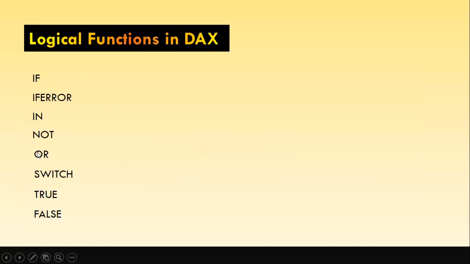And then the next one is the logical functions: IF, ERROR, IN, NOT, OR, SWITCH, TRUE, FALSE. These are your logical functions, and using them you can write the if-else conditions. Using IFERROR, you can handle the error. In case of any error, you replace it with some value, so that your visual will not get disturbed. It will not throw any error. Okay, IN, NOT, OR, SWITCH, TRUE or FALSE.